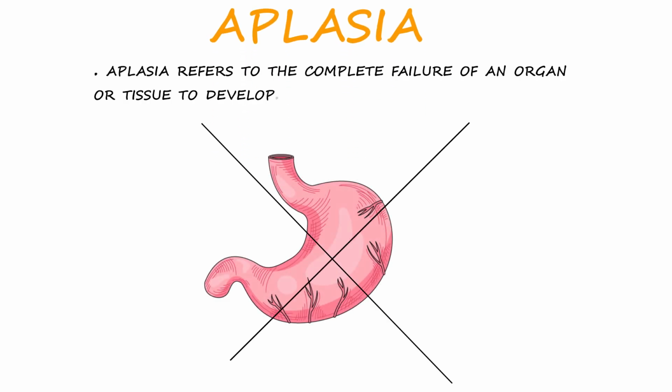Aplasia refers to the complete developmental failure of an organ or tissue. In aplasia, there is a complete failure of an organ or tissue to develop due to the absence or failure of precursor cells during embryonic development.